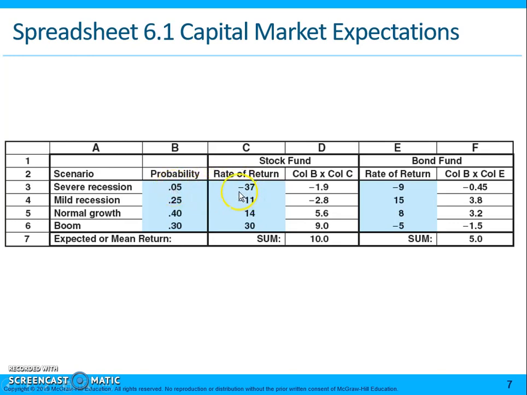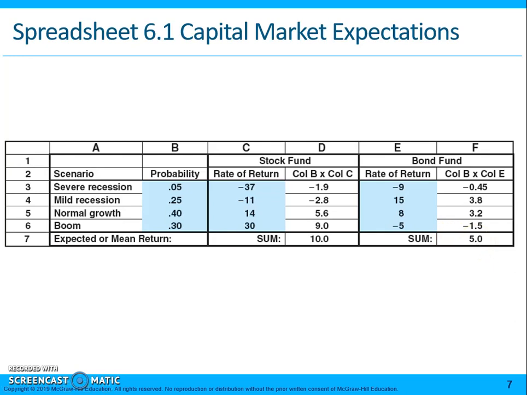So 0.05 multiplied by negative 37, that's negative 1.9. We do this for each probability and each return, and then we sum those up, and get an expected return for our stock fund of 10%, and an expected return for our bond fund of 5%.